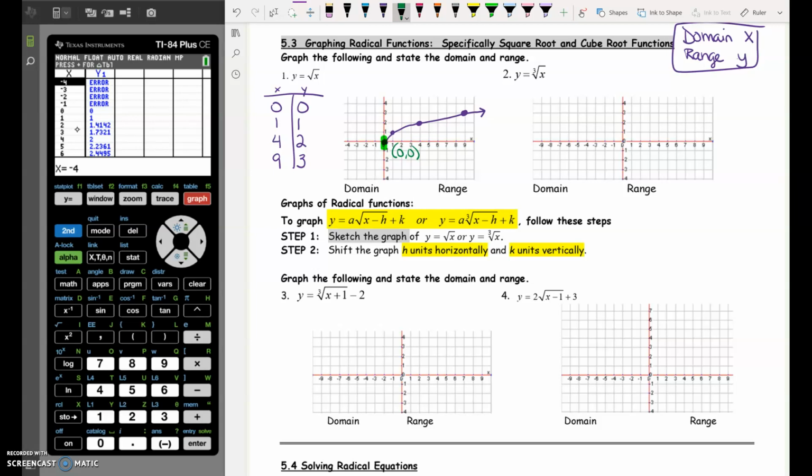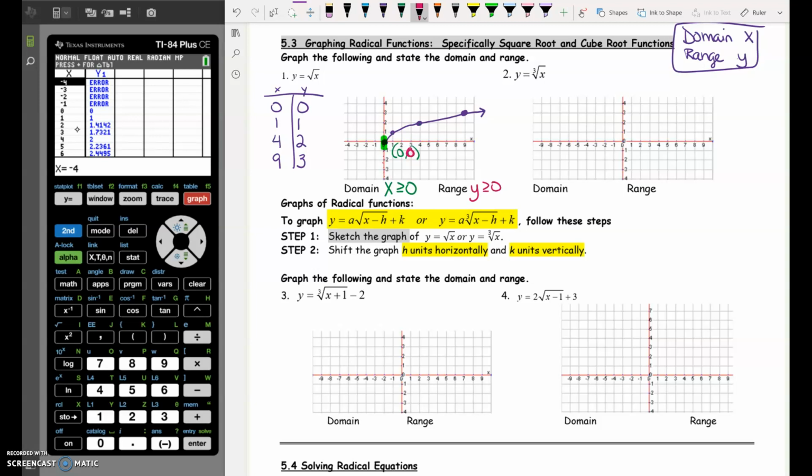All of those x values are 0 or larger. All of your x values are larger than or equal to 0. We can't have any negative x values. Your range is the y values, and you'll notice that the y value of this point is 0. Notice there are no y values down here. All of the y values are positive. So the range is y is greater than or equal to 0.